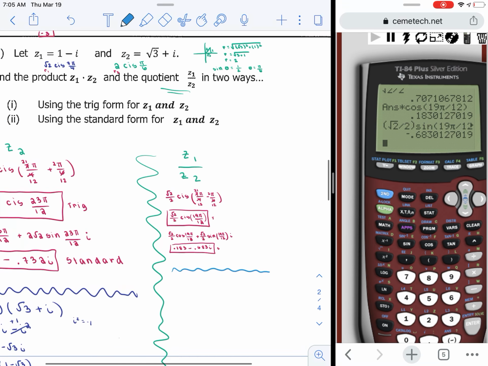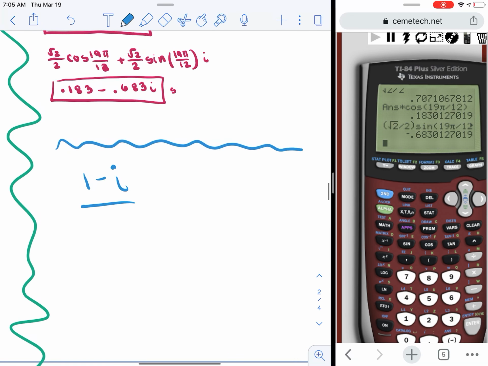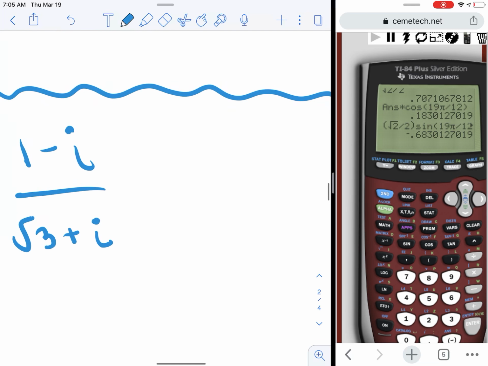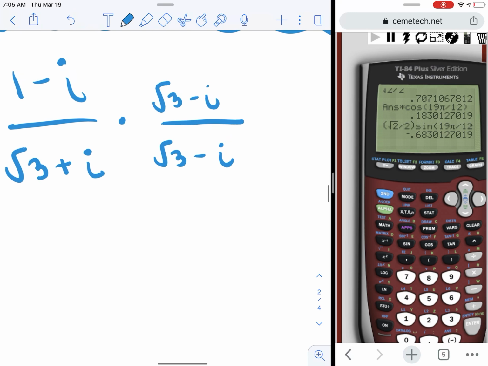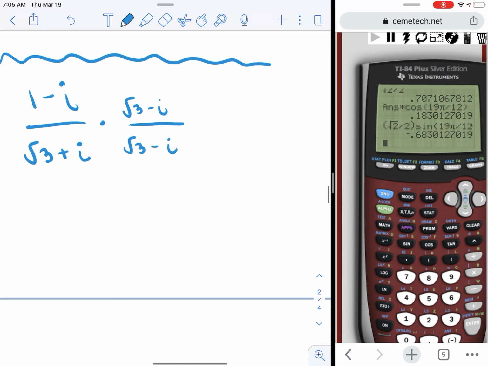We can take the original two problems, and now we want to divide 1 minus i by root 3 plus i. Remember that for this we have to use the conjugate. The reason we use the conjugate is for what happens in the denominator. When we multiply these denominators together, you get the first term of root 3 times root 3, or 3. The middle terms will cancel out, but then you'll get that last term of minus i squared.